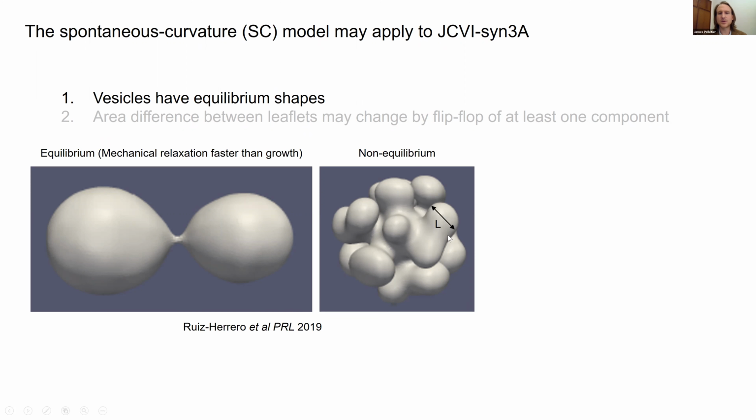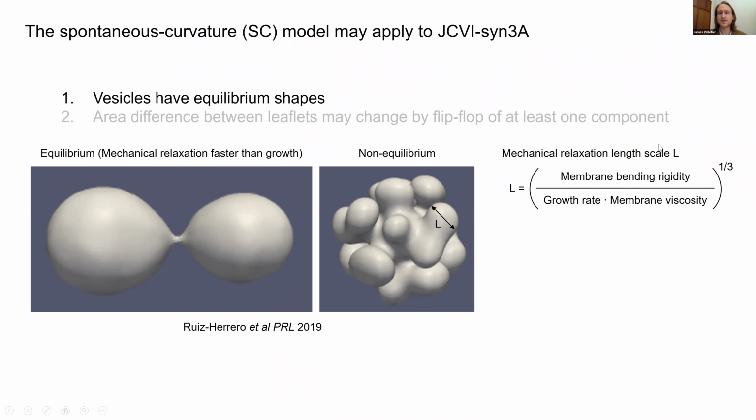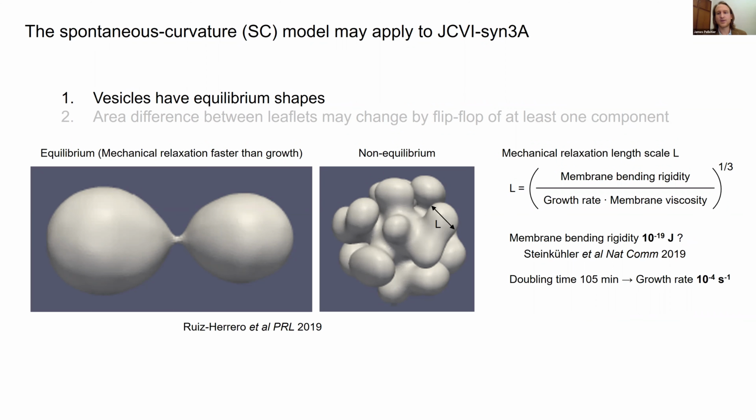And the wrinkles have a typical size of length L. And this mechanical relaxation length scale is a function of the membrane bending rigidity, which reflects how hard it is to bend the membrane, the growth rate of the membrane, as well as the membrane viscosity. So the membrane bending rigidity has not been measured in Syn3A or other mycoplasmas to our knowledge, but a common order of magnitude for liposomes as well as biomembranes is 10 to the minus 19 joules. And the growth rate is a function of the doubling time. So JCVI doubles every 105 minutes roughly.